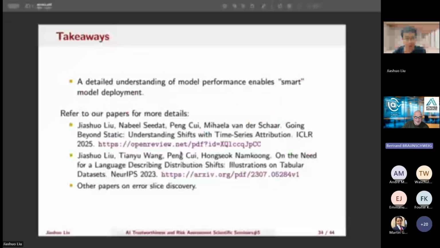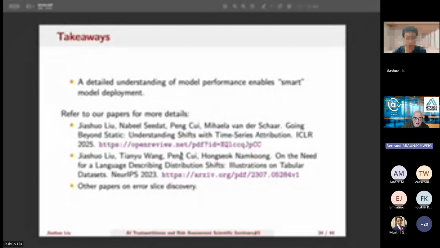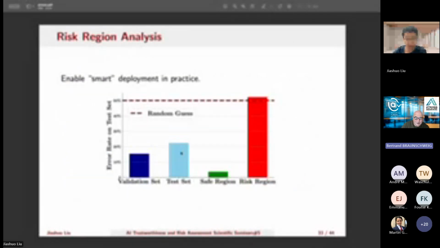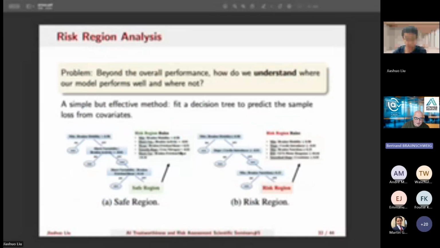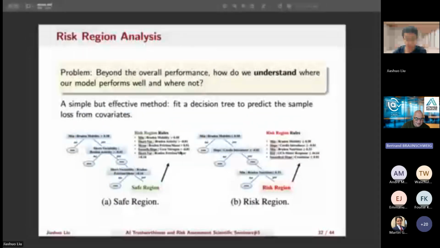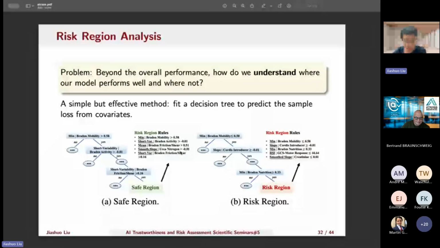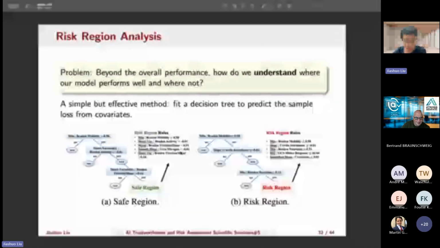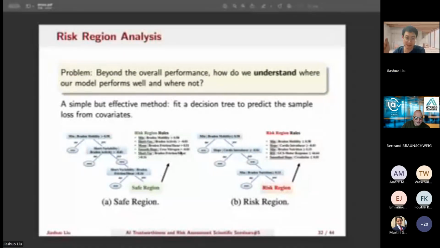Can you say again how you define the safe region and the risk region? It's by learning decision trees. So it is super simple, and for tabular data we just fit a decision tree to predict the loss of a data point from the features of the data point. So we just build a new prediction task and we use a decision tree.